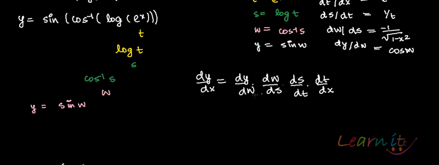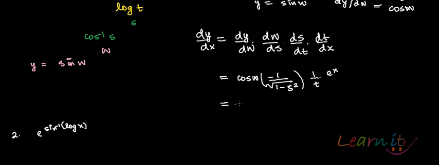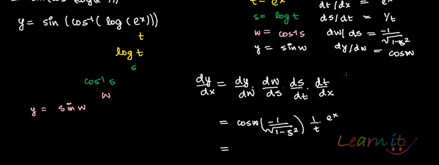So you can write all this here. In place of dy by dw, you can write cos of w. dw by ds is minus 1 upon root of 1 minus s square. I'm so sorry, this is 1 minus s square. ds by dt is 1 upon t, and dt by dx is e to the power x. So now in place of t, you can write e to the power x. So this would become 1 upon e to the power x.